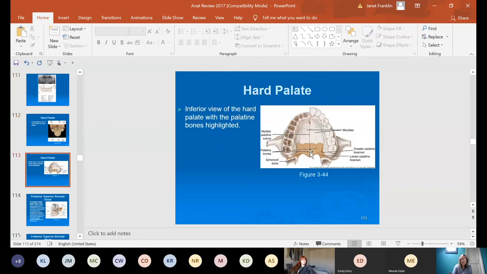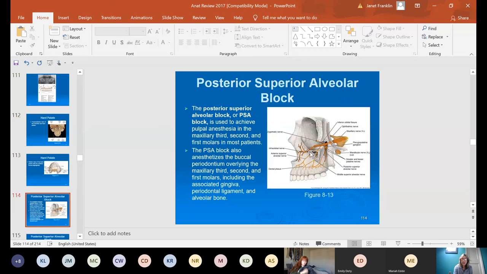So we're going to look at the PSA, or posterior superior alveolar. As the maxillary division, or V2, travels through the foramen rotundum, it originates in the skull, or the brain, and travels down through the foramen rotundum as it enters into the maxilla. So it's got to come out of the hard skull somehow to get to the maxilla and innervate the teeth. It travels through the foramen rotundum to get to the maxilla, where it is going to branch off into the PSA, MSA, and ASA.